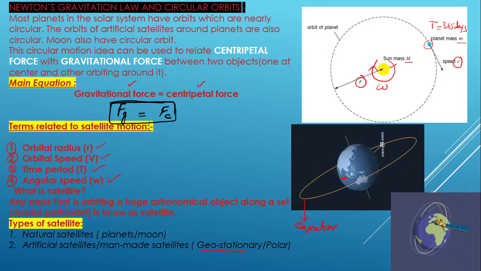Well, there's another satellite as well that is changing its position with respect to Earth. So it's going all around Earth between the North and South Pole. So these are called polar satellites. This is the example of a polar satellite, and this is the example of a geostationary satellite.